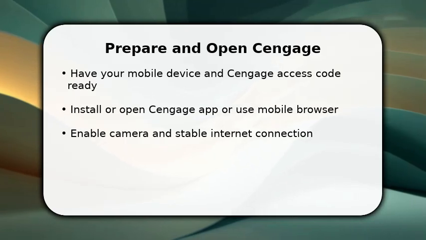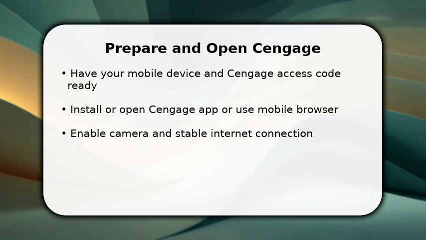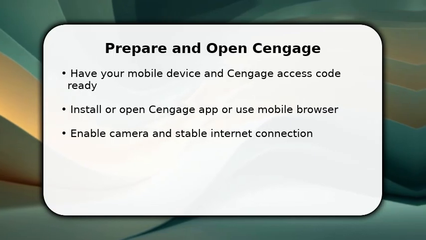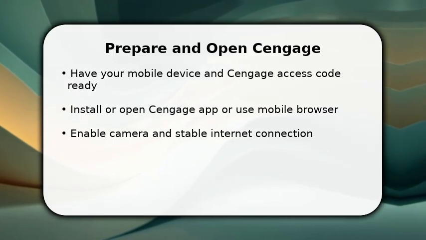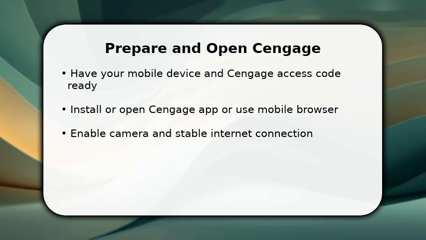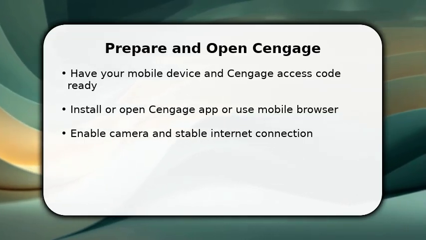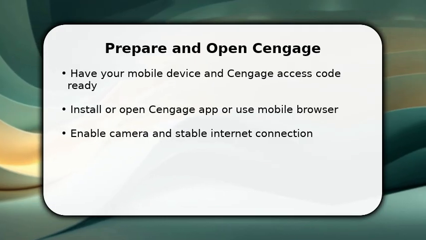You start by getting ready, unlock your device and open the Cengage app or navigate to the Cengage mobile site. Make sure you have the access code or account credentials handy so you can verify identity quickly. Once done, grant camera permission when the app asks. This lets you scan without interrupting the process.